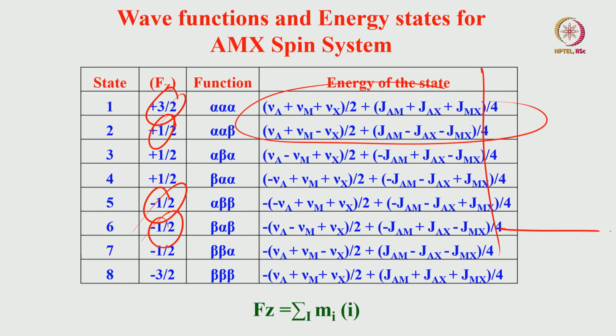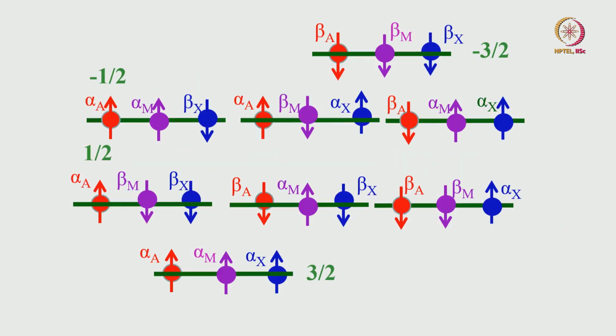For example, I have 4 lines of AMX, all of equal intensity. Let us say this is the chemical shift, and if this is A, this could be half the AM coupling and this could be half the AX coupling. Similarly, on this side, half AM, half AX. If you go to the M spin, that will be a different one. Like that, we can work out and show that all 4 are allowed.